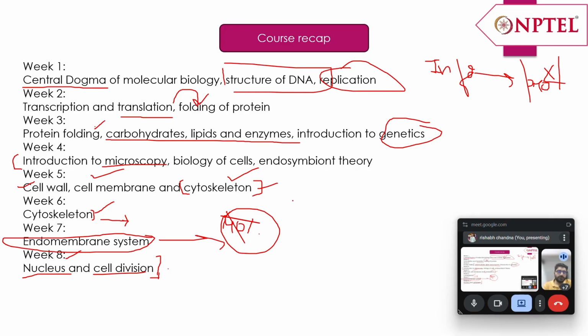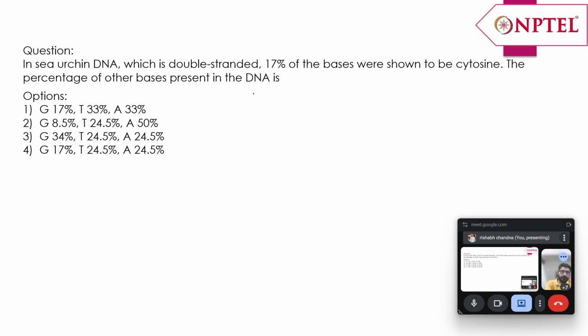Moving on to the first one: in sea urchin DNA, which is a double stranded DNA, 70% of the bases were shown to be cytosine. The percentage of other bases present in the DNA is. So, what can be the correct answer?